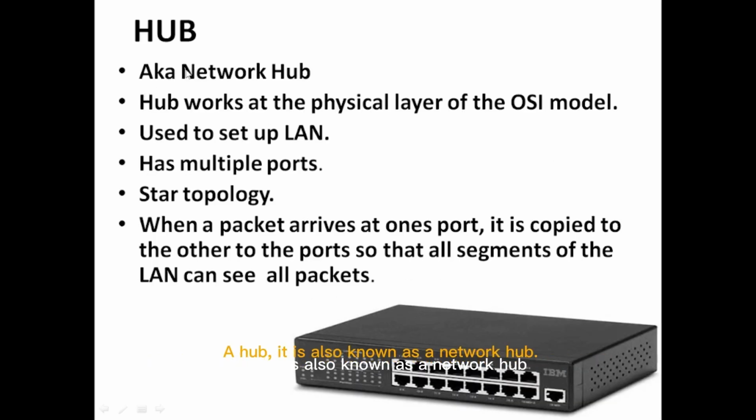Hub. It is also known as a network hub. Hubs work at the physical layer of the OSI model, used to set up a LAN or local area network. Hubs have multiple ports. Within our practical, we'll be using star topology to build our first local area network. When a packet arrives at one port, it copies to all the other ports, so all the segments of the local area network can see our packet. This is the drawback of hubs.